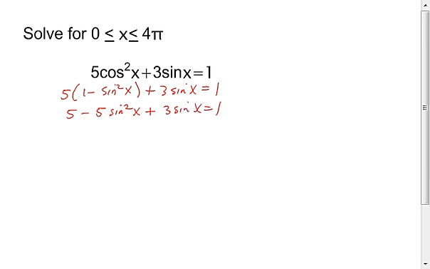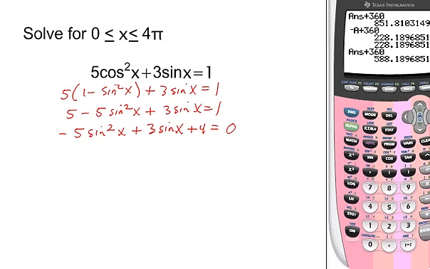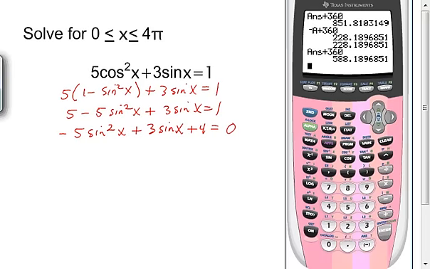We want to set this equal to 0, so negative 5, I want to write this also kind of in ax squared plus bx plus c form, plus 3 sine x, and I subtract 1, I have 5 minus 1, which is plus 4, equals 0. All right, maybe this is factorable, but let's do it with a quadratic formula.